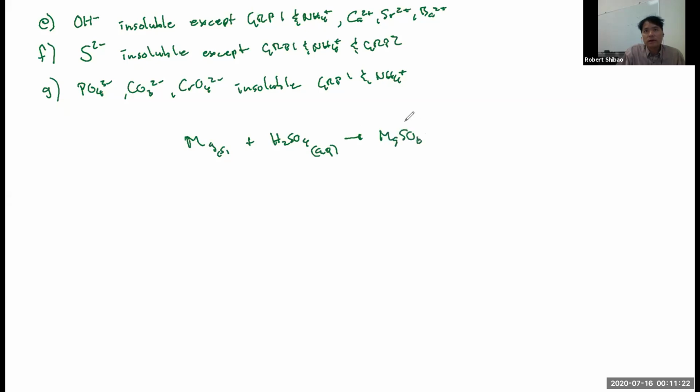Well, sulfates are all soluble except for calcium, strontium, barium, silver, lead, mercury. And so this is a soluble sulfate, therefore it's aqueous. If there's water around, that salt will dissolve. Well, there's water around from the acid. The acid is a mixture of H2SO4 and water, so water is present. And if water is present, this dissolves.